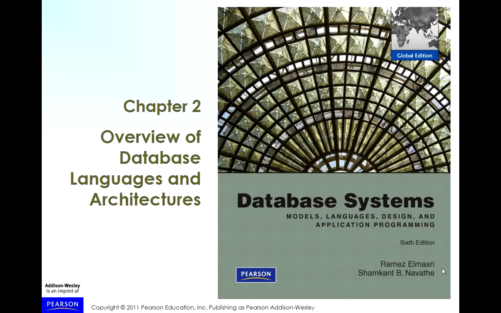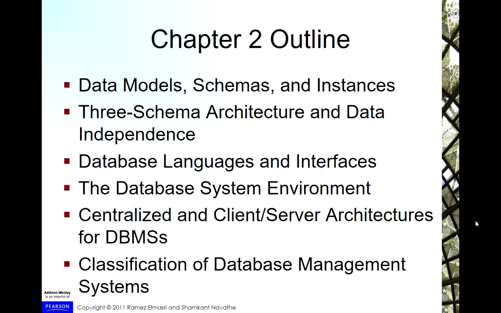Okay, this is chapter 2, in which we will go over the database languages and architecture in general. The outlines and the headlines of this chapter include data models, schemas, and interfaces, and also the three schema architecture and data independence. We will shed light on database languages and interfaces and the database system environment. We will also consider the centralized and client-server architecture for database management systems. At the end, we will classify the database management systems into different categories.